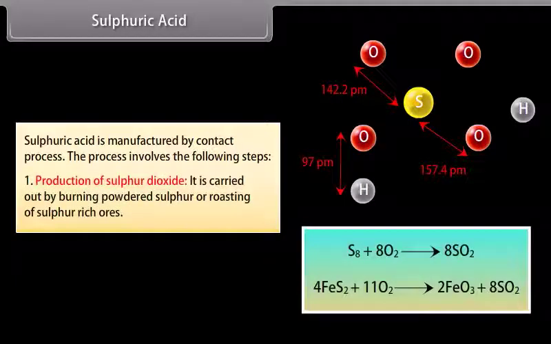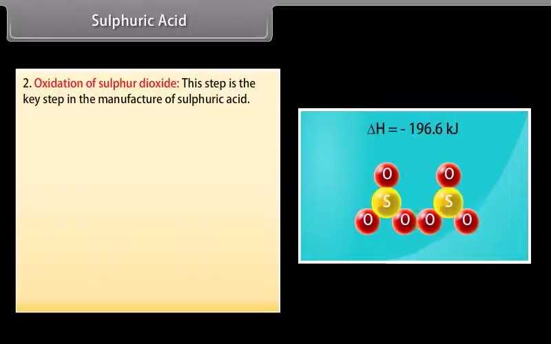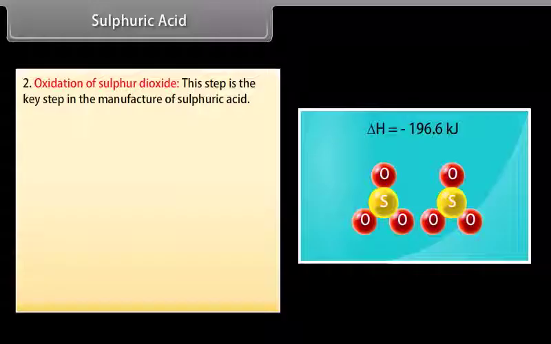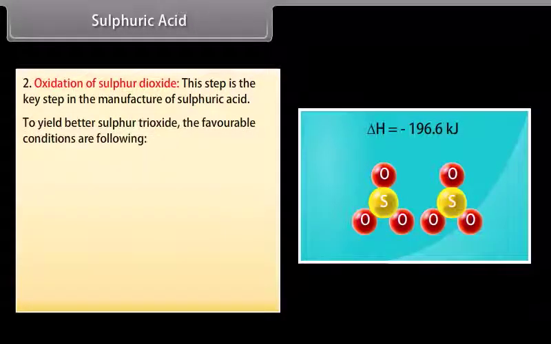Production of sulfur dioxide. It is carried out by burning powdered sulfur or roasting of sulfur-rich ores. Oxidation of sulfur dioxide. This step is the key step in the manufacture of sulfuric acid. To yield better sulfur trioxide, the favorable conditions are the following.